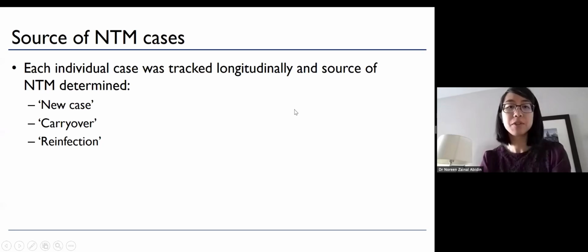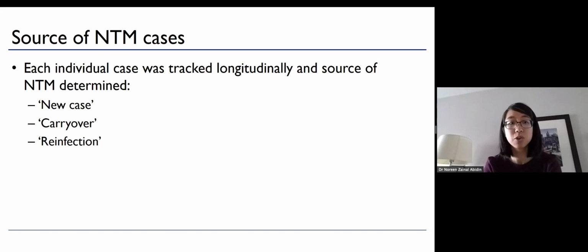Next, we tracked each individual case over time to determine the source of NTM. And the word source here is used as a term of convenience, really. It doesn't really refer to the actual source of infection, but essentially for each year, we put patients into specific groups, and these were whether or not the case was new. So these were cases that had no previous isolation of NTM within the study period. Those that had carried over infection had carried over NTM positive status from 1 year to the next, and those that were reinfected were those that had previously cleared infection in the previous year or longer.